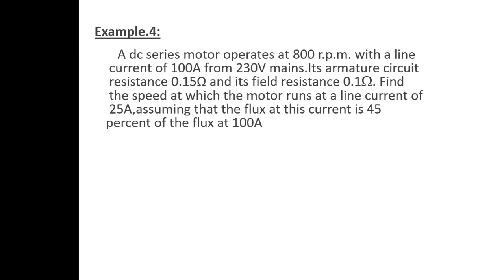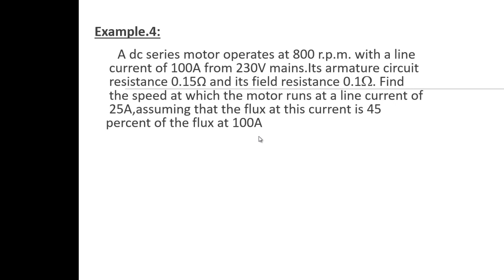So here they have given another clause. So it is very important to understand the problem first before doing any solution. Okay. So here they have given a series motor which is running at 800 rpm and the IL is 100 amps and V is 230 volts and RA is 0.15 ohms and RSC is 0.1 ohm. Find the speed, that is N, which means N2, at IL is 25 amps. Assuming that the flux at this current, means at 25 amps current, is 45% of that at 100 amps. So here flux 2 will be 45% of flux 1. That is the clause it has been given.